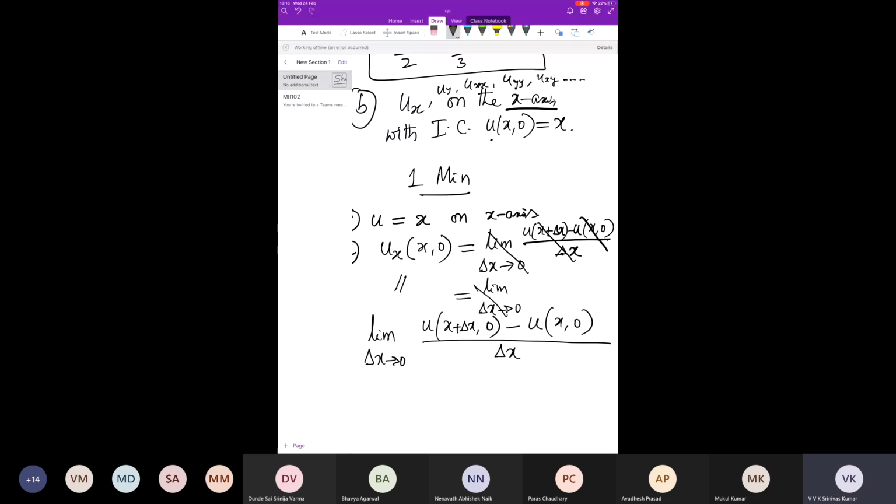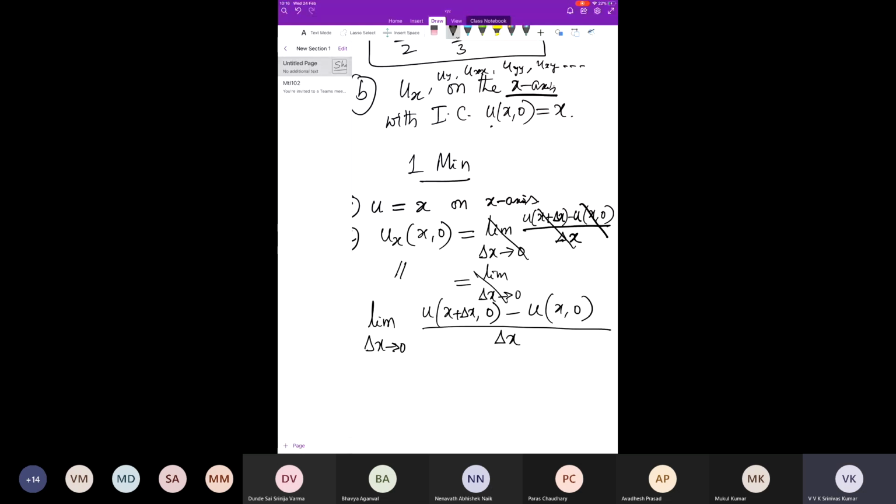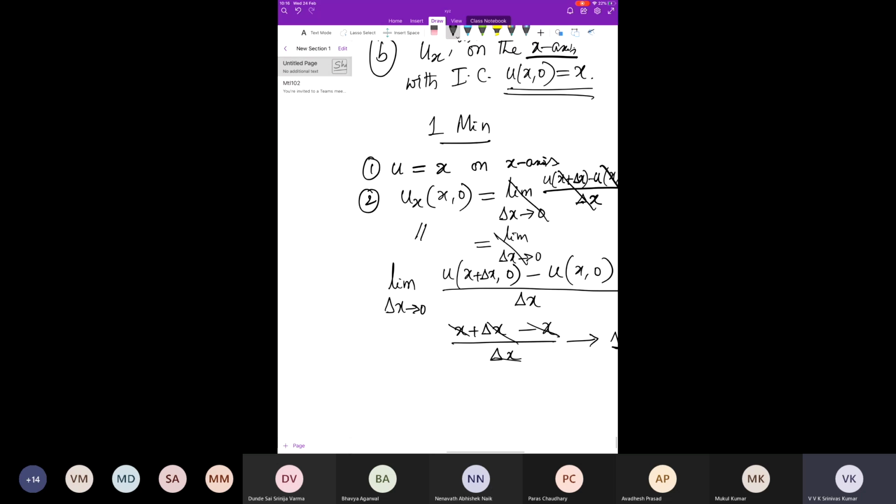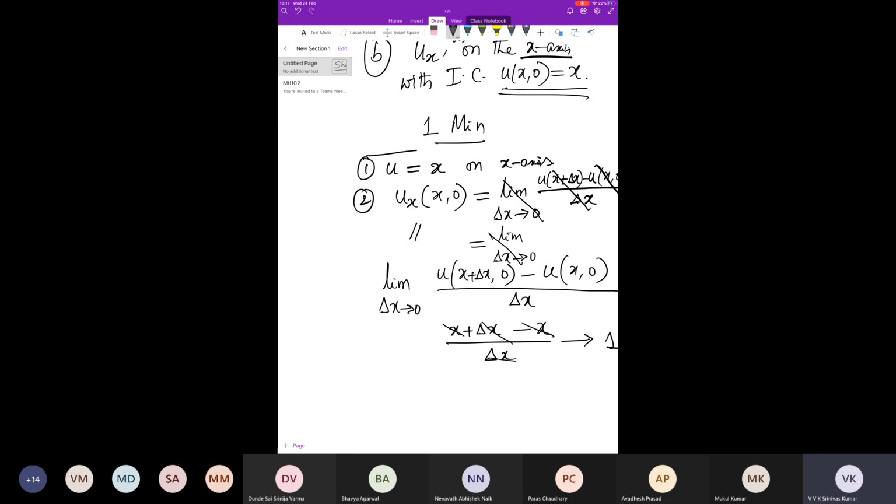So what is u of x plus delta x comma 0? That is x plus delta x minus x, upon delta x. This cancels out and this cancels out, so this goes to 1. So we may think that u is equal to x, then directly ux is equal to 1. Don't write like that. We have to write by the formula.